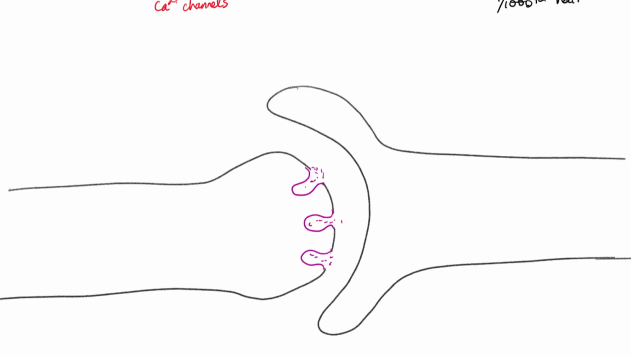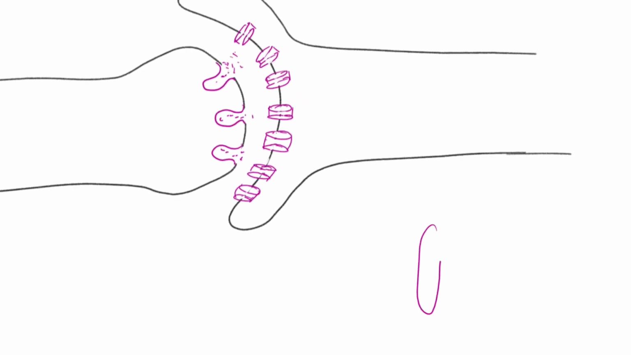And so it turns out that the neurotransmitter substance is going to bind to channels on the other side on our postsynaptic membrane. And so I'm just going to draw these in. Now, these channels look like this.